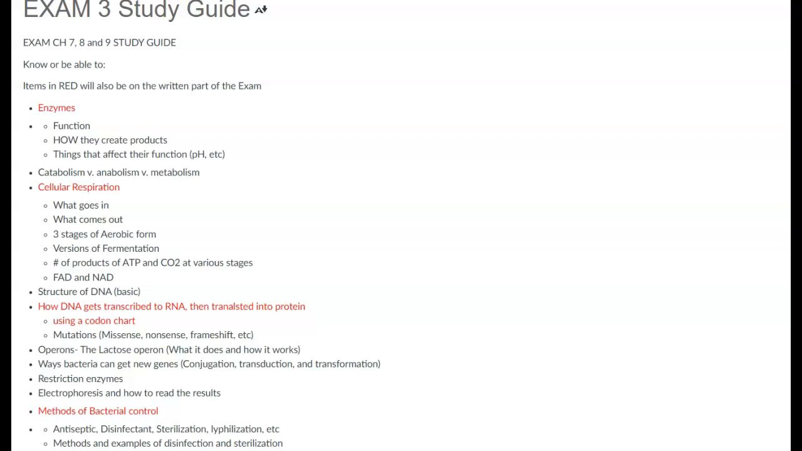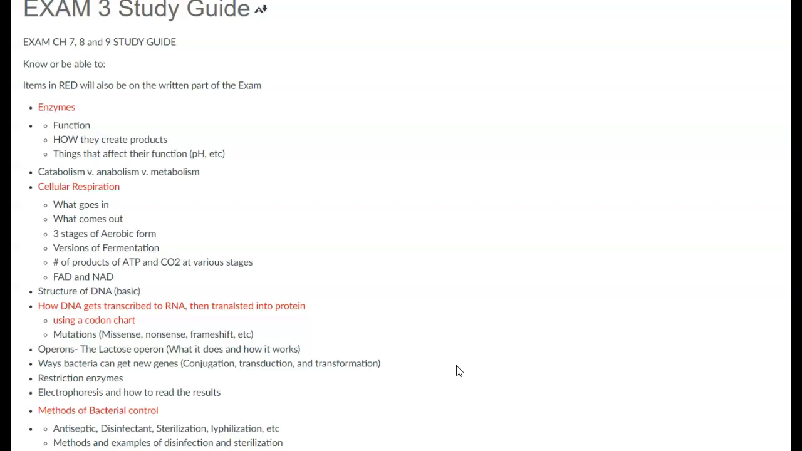And again, down the list, we have pretty much everything else. Methods of bacterial control: antiseptic, disinfectant, sterilization, things like that. There are several multiple choices that have those terms in the answer. So you definitely want to have a good idea about those.